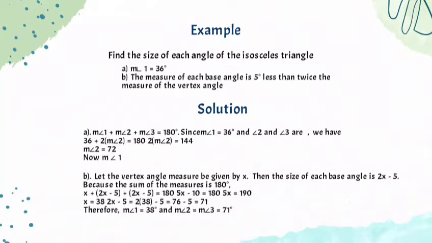Example 3. Find the size of each angle of the isosceles triangle shown in Figure 3.32 on page 149 if A, the measure of angle 1 is equal to 36 degrees. B, the measure of each base angle is 5 degrees less than twice the measure of the vertex angle.